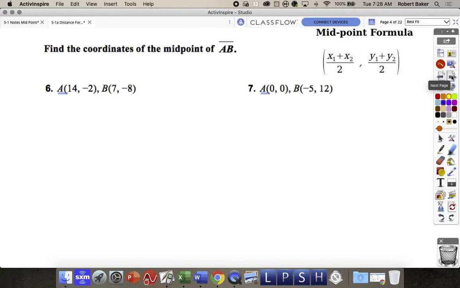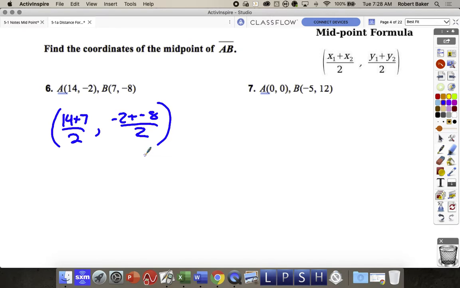So just more practice here. As you become more and more proficient with this stuff, you guys can start taking some shortcuts. The midpoint between A and B, 14 and 7, with -2 and -8. So 14 plus 7 is 21. 21 divided by 2 is 10.5. -2 plus -8 is -10. -10 divided by 2 is -5. All right.